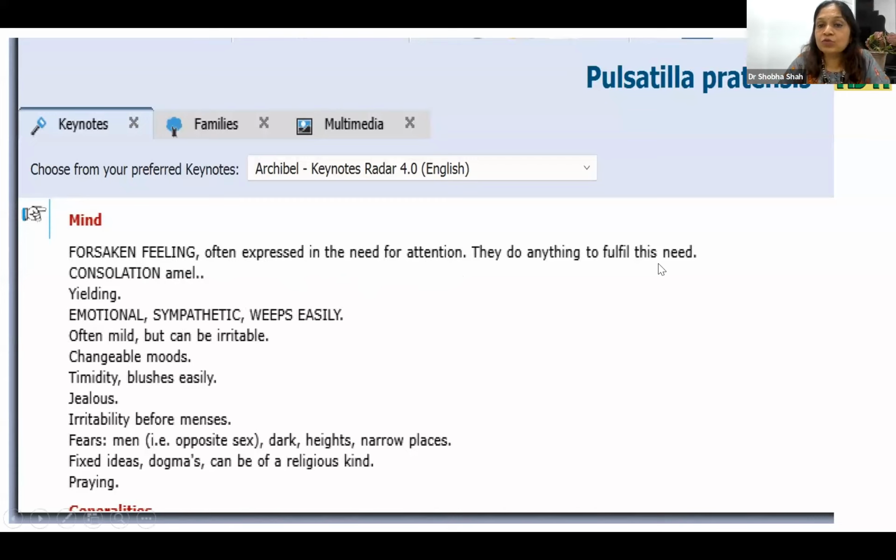They do anything to fulfill their need. That is because of their selfish nature. We all know that Pulsatilla is better by consolation, ameliorates. Pulsatilla is a yielding and a very adaptive lady.